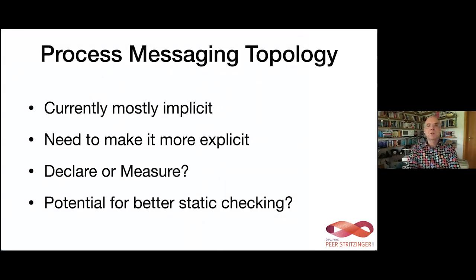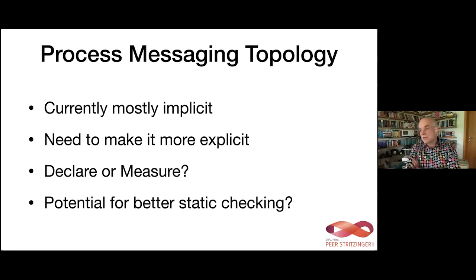The question is, how do we get the process messaging topology for other Erlang stuff? I think we, as a community, need to look into that. Because at the moment it's mostly implicit, like which process calls which other process. I can't even see this from the supervision tree, because you do gen_server calls across supervision trees. And for being able to auto-place things, we need to make it more explicit.